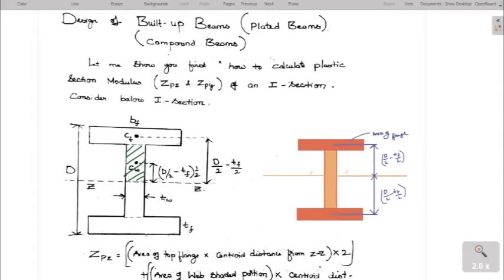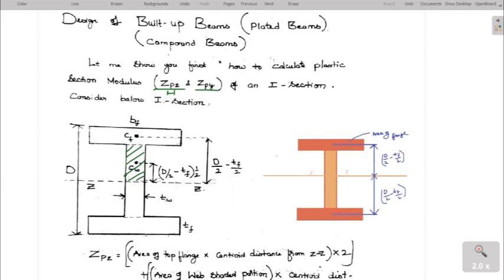Design of built-up beams or plated beams or compound beams. So before going into the design process and design steps and numerical problem, let me show you how to calculate the plastic section modulus ZP. Here we are talking about ZPZ and ZPY. ZP about the ZZ axis, that is the horizontal axis, is ZPZ, and ZPY is about the vertical axis. So about two axes also we are trying to find out.